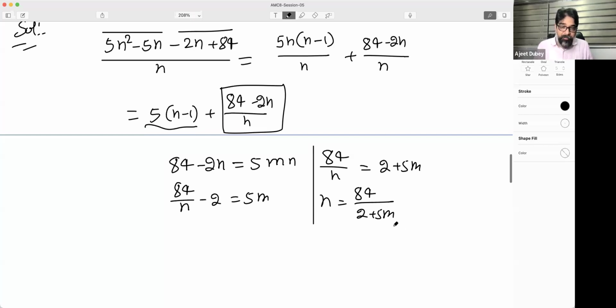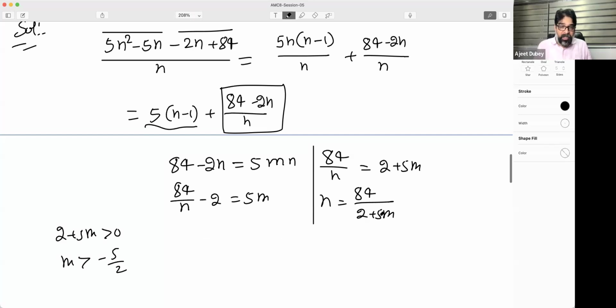As well as this should be a multiple, this should divide 84. I hope you are all getting it. N is a natural number, so this side should also be a natural number. This can be a natural number only when 2 plus 5m is greater than 0, or you can say m is greater than minus 5 by 2.